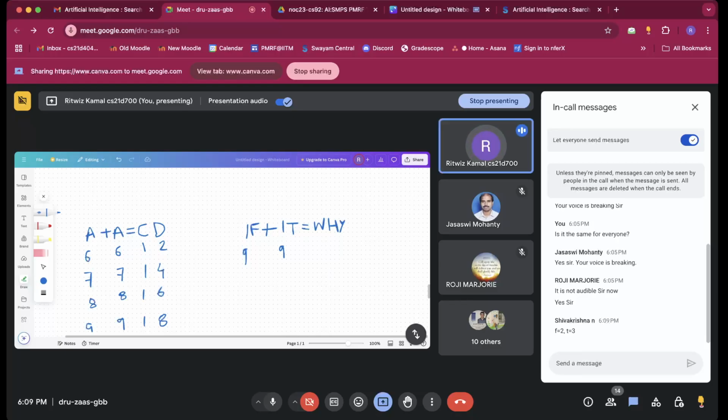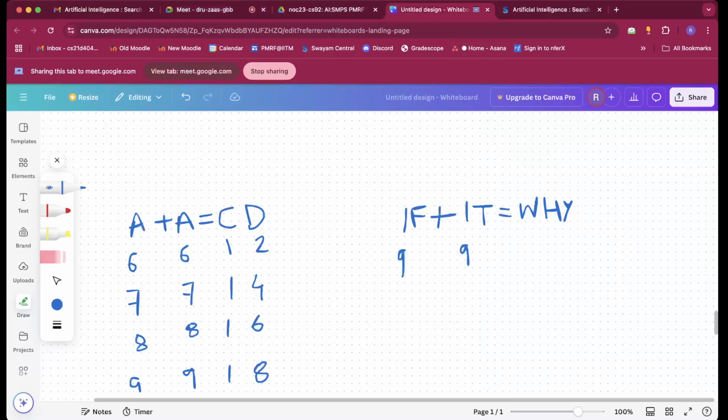Okay, so we have a potential solution in the chat box. F equals 2 and T equals 3. Let's try that out. If F is 2 and T is 3, what do we have over here? We have 5 over here and then 18 over here. So this works, right?